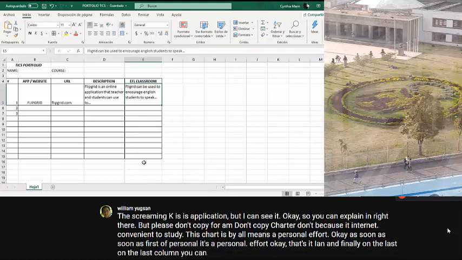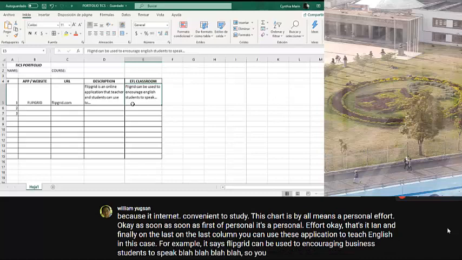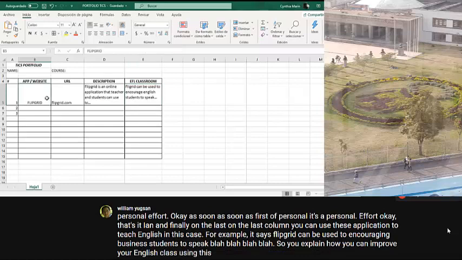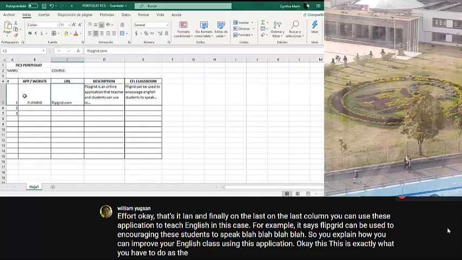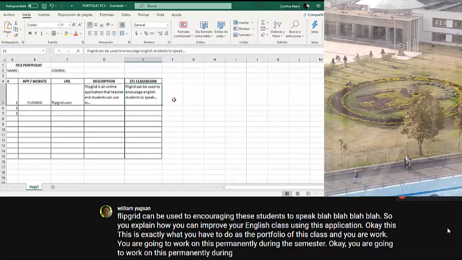you can use this application to teach English. In this case, for example, it says Flipgrid can be used to encourage English students to speak, blah, blah, blah. So you explain how you can improve your English class using this application. This is exactly what you have to do as the portfolio of this class, and you are going to work on this permanently during the semester.